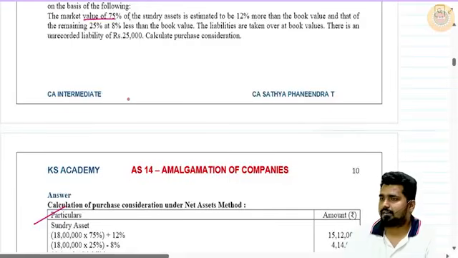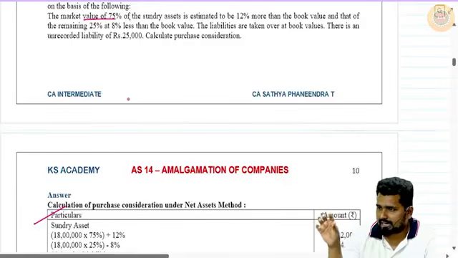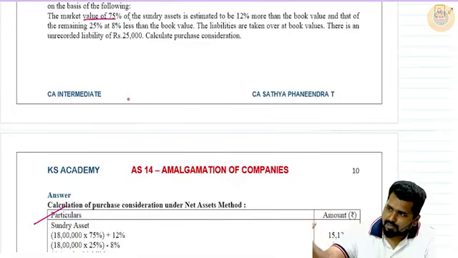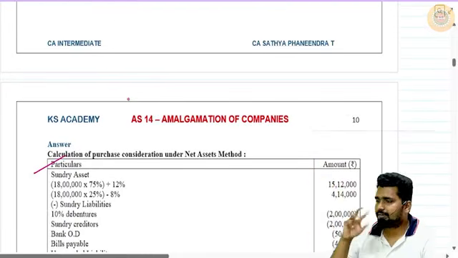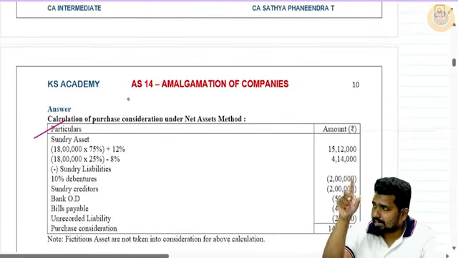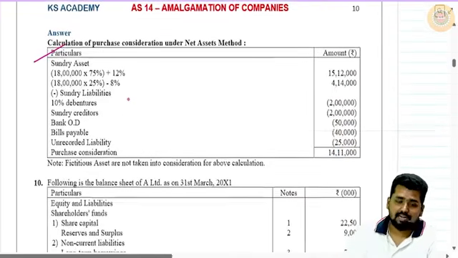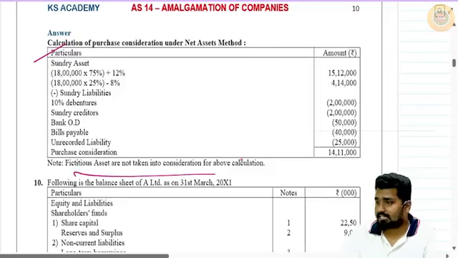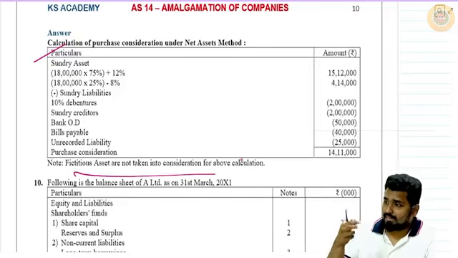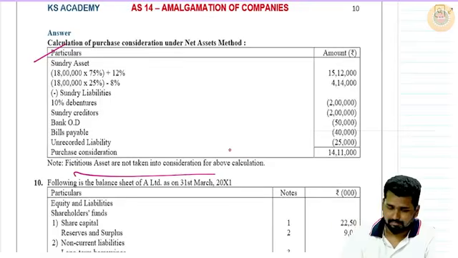In the net assets method, all assets are taken over at agreed value, and liabilities taken over at agreed value. Sometimes they say taken over or absorbed, but do not tell the agreed value. Then take the book value, get the net assets, and that will be equivalent to PC, for both equity as well as preference. At the time of calculating net assets, don't consider fictitious assets. Sometimes unrecorded assets or liabilities will be taken over, and you can consider those. Clear?